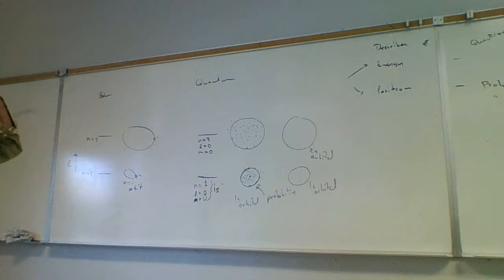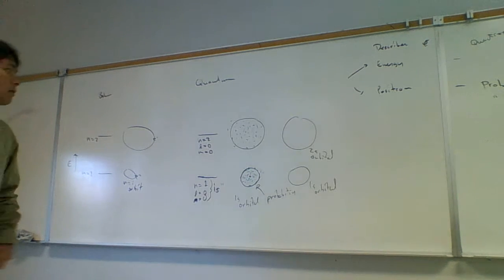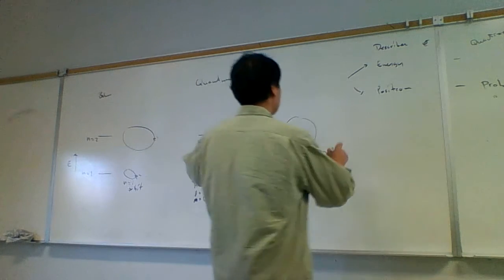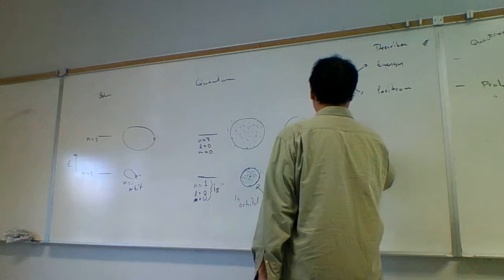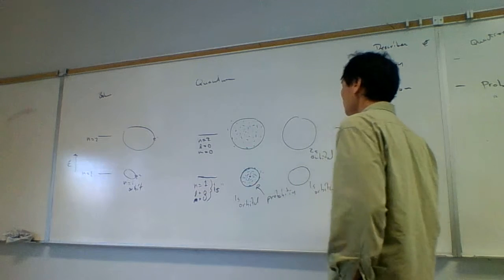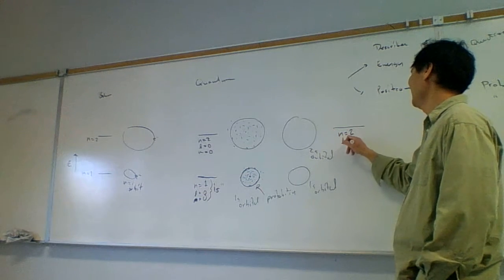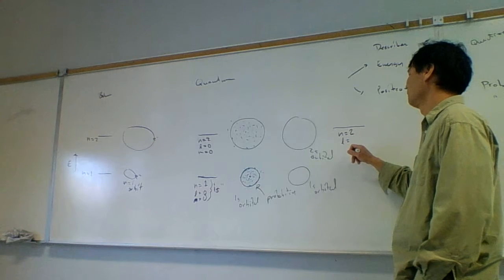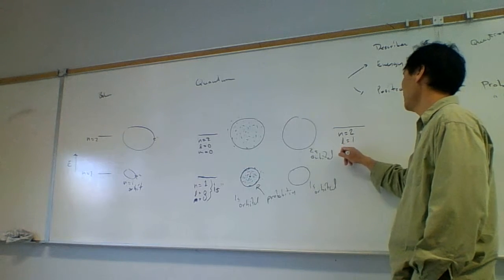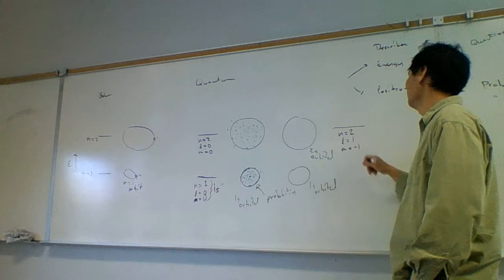It turns out there are 3 more probability distributions that are possible for this energy. The 3 more probability distributions are this. We could have n equals 2, L equals 1, and M equals -1.